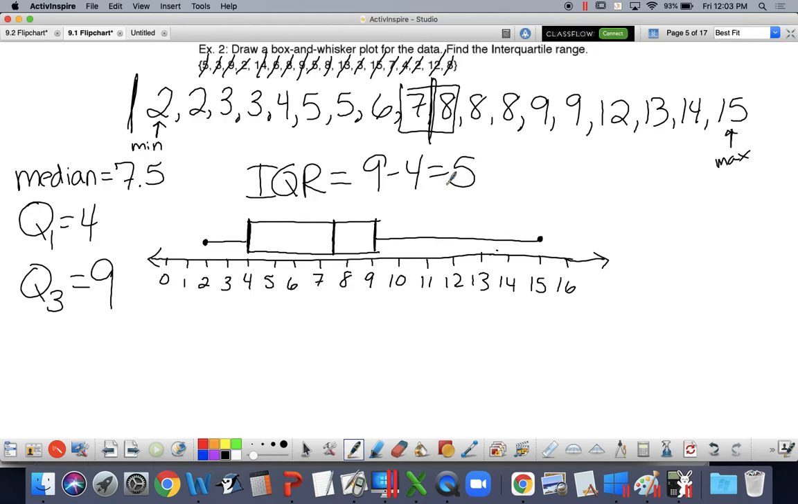Now, looking at this, are my whiskers the same size? No. Is the box the same size on the left and the right? No. We call this data skewed. And I know we like data to be nice and symmetric and normal, but to be honest, in the real world, data is often skewed one way or the other.